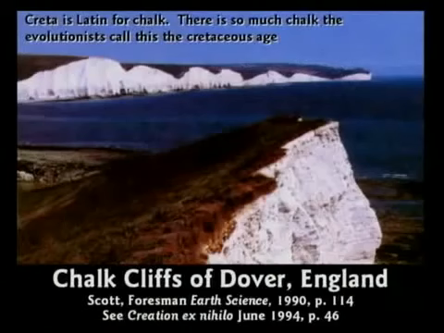In Dover, England, the cliffs are chalk. Matter of fact, in Latin, the word cretia means chalk. So the Cretaceous age that the kids learn in their geologic column was named after the layer of chalk found in England and over in France. There's so much chalk, the evolutionists call this the Cretaceous age, the age of chalk. They have solid chalk, just like you write on the chalkboard with, 300 feet thick.